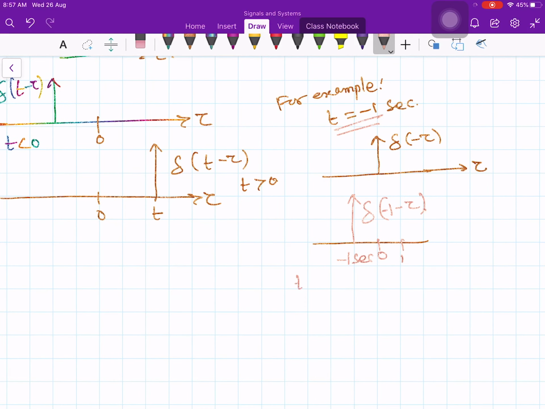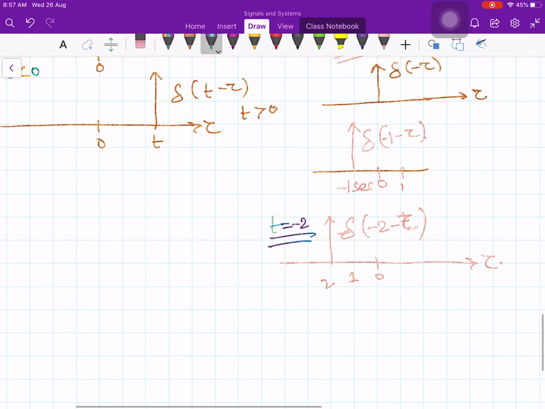then your signal will be like this, 0, this is 1 and this is 2, del of minus 2 minus tau, this is tau. Okay, so here we assumed t is equal to minus 2. So when t is less than 0, the pulse is shifted to the left. Again and again I am repeating the same concept, the pulse is shifted to the left.